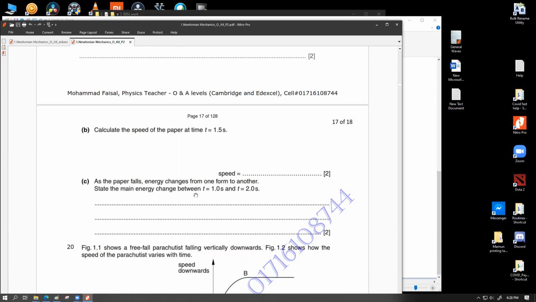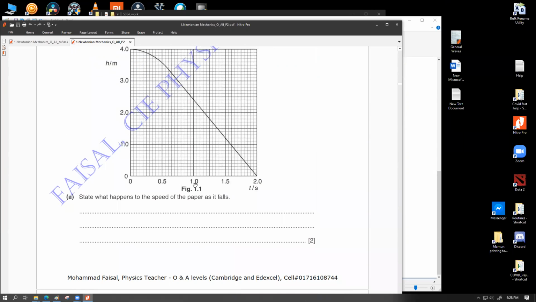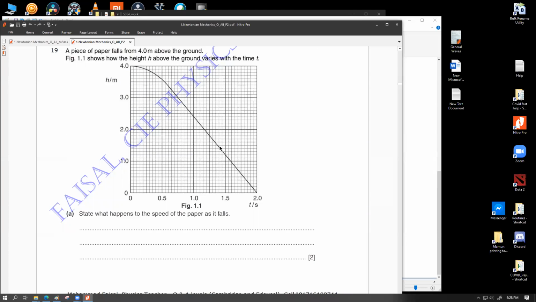State the main energy change between t equals 1 second to 2 seconds. Okay, here are a couple of things that I need you to understand. From 1 second to 2 seconds, we have a uniform speed of the paper falling because the gradient of the h versus t graph is constant, which means the speed of the falling paper is constant, so it has already reached terminal velocity. Because the speed is constant, no further kinetic energy is gained. The paper has some kinetic energy because it is falling down, but it is not increasing over time. So over this duration it has a constant amount of kinetic energy, but it is still falling down.